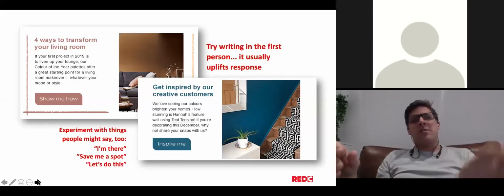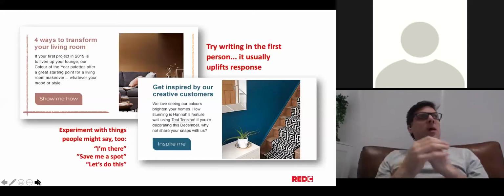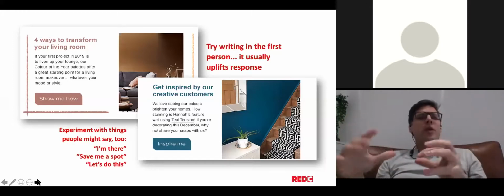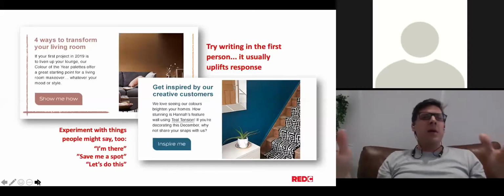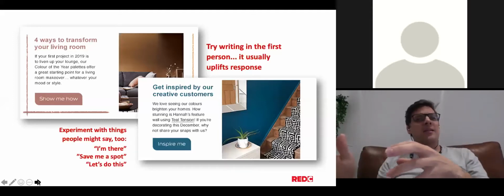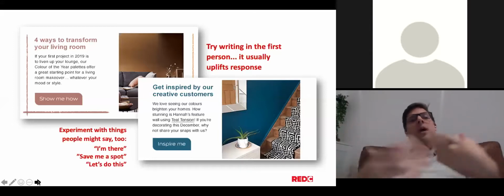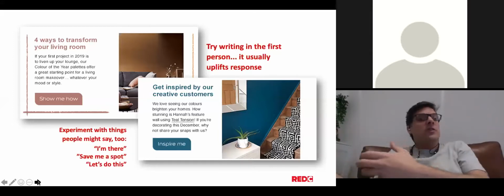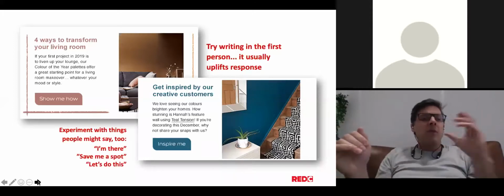So, 4 ways to transform your living room, or what we call the weekend project, small projects that you could do in a weekend. How to paint your front door and make it look beautiful. How to turn your cupboard under the stairs into a mini hideaway for the kids. Giving people these little projects encourages or inspires them to then go and buy the product you actually want to sell.